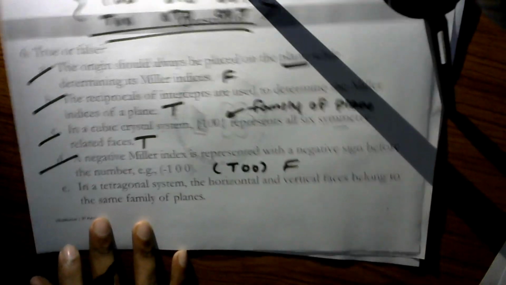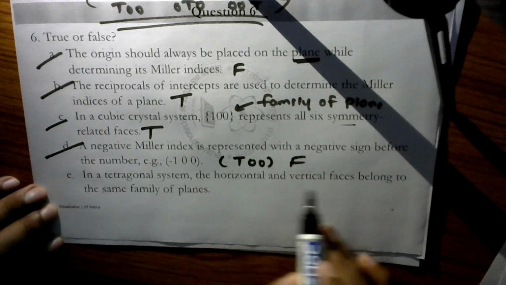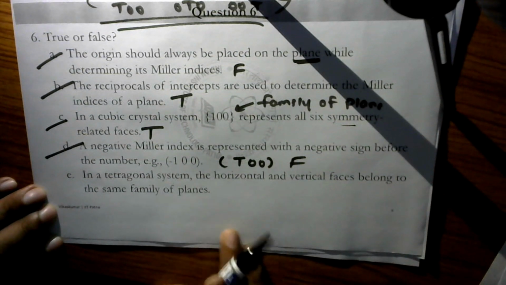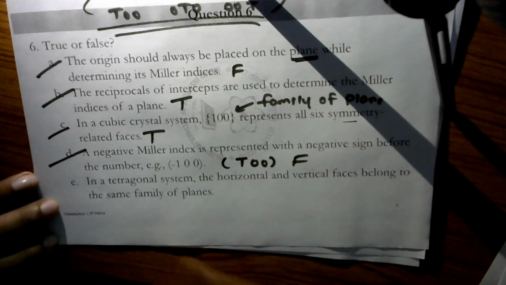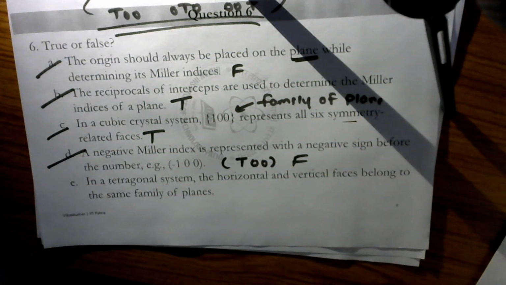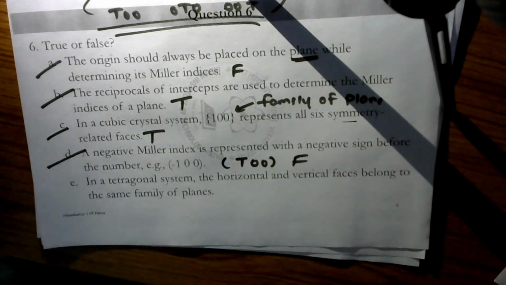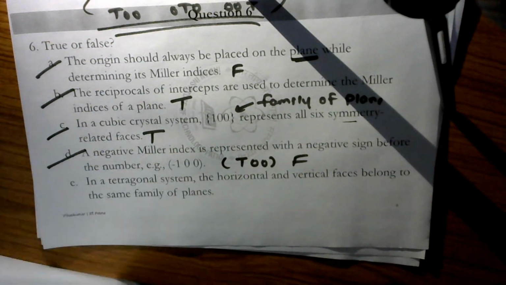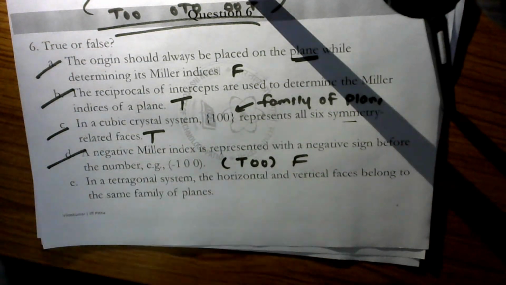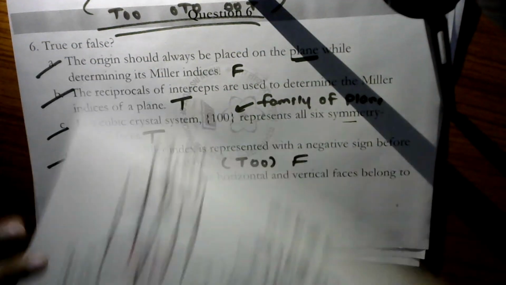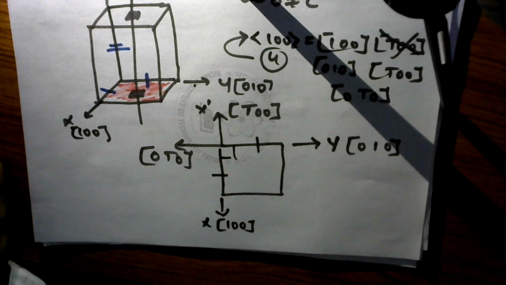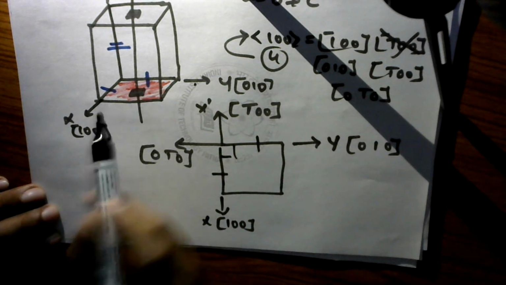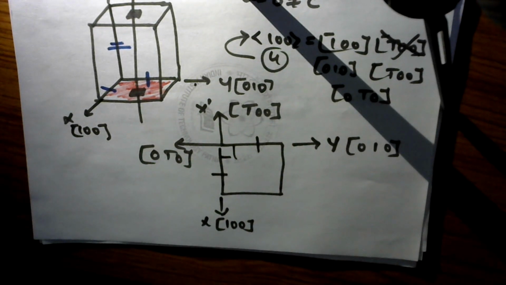Now the last thing is that in a tetragonal system, the horizontal and the vertical faces belong to the same family of the plane. So we drew the tetragonal before. Let me see where it is. Yeah, here it is. So they are talking about the horizontal and the vertical faces. So let's say this red one is my horizontal face, and this blue one is the vertical face.